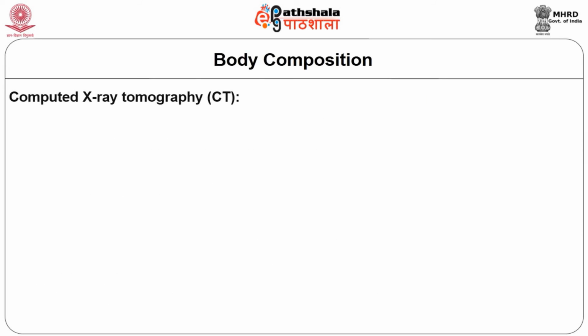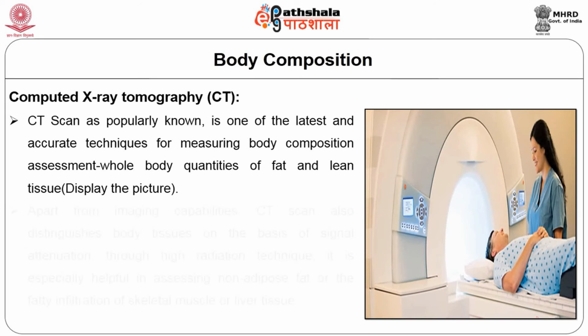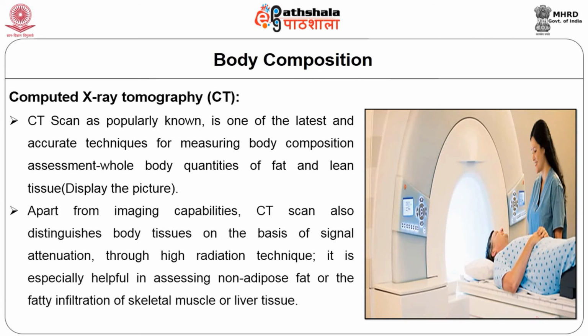Computed X-ray tomography, CT scan as it is popularly known, is one of the latest and most accurate techniques for measuring body composition, assessing whole-body quantities of fat and lean tissue. You can look at this picture. Apart from imaging capacities, CT scan also distinguishes body tissues on the basis of signal attenuation through a high radiation technique. It is especially helpful in assessing non-adipose fat and fat infiltration of skeleton, muscle or liver tissue. This method is not useful for obese people.